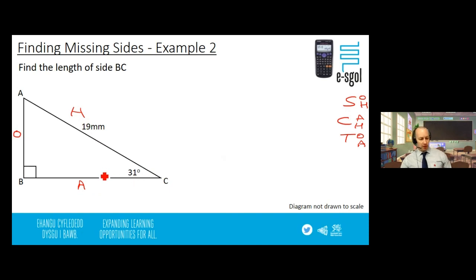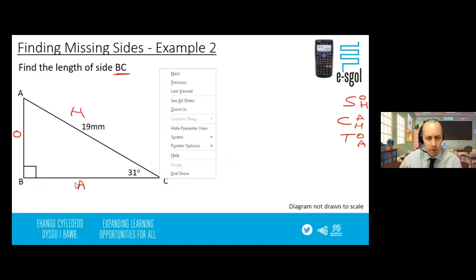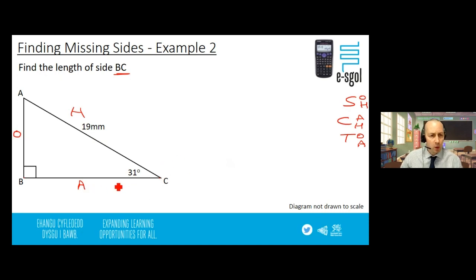So you should be thinking to yourself now, what shall I use? Shall I use sine? Shall I use cos? Or shall I use tan? But if we have a look, we're given the hypotenuse of 19. What are we actually finding? So I need to go back to the question really to find that out. It says find the length of BC. So find the length of BC. So that means from B there in the corner down to C at the bottom. So this is the length that we're finding. Oh, excuse me. So we're finding this bottom.